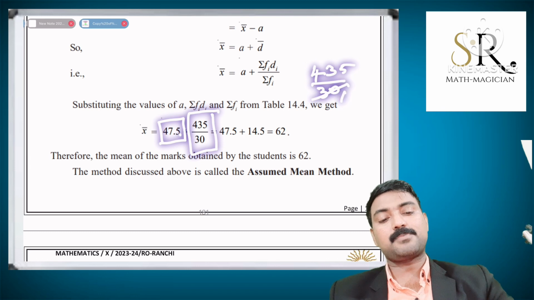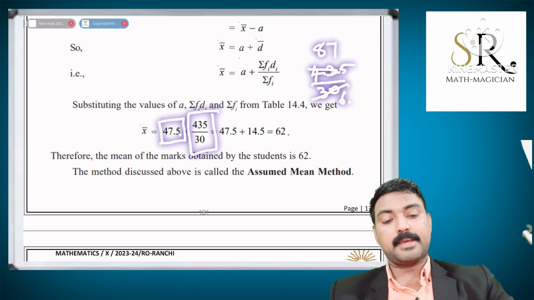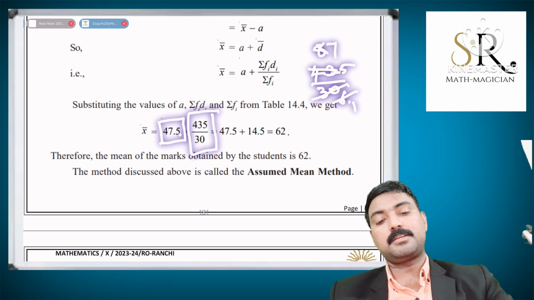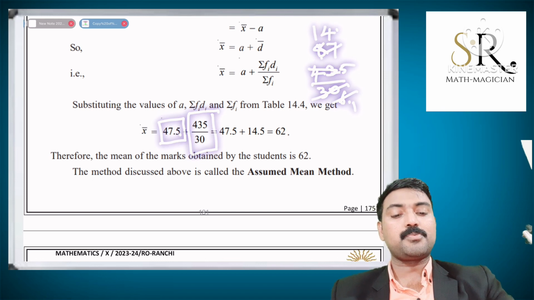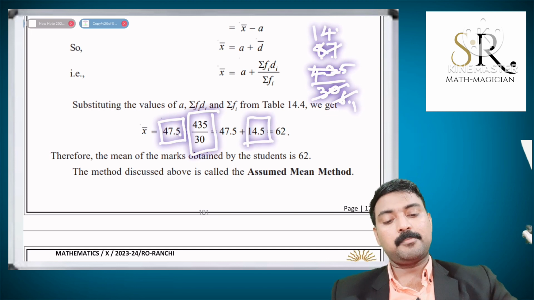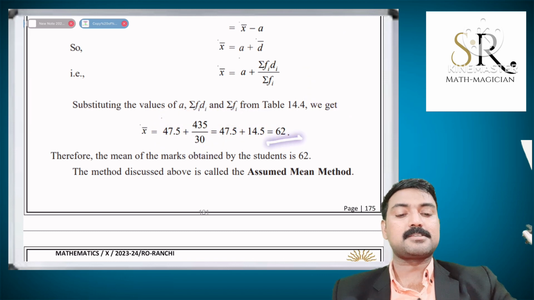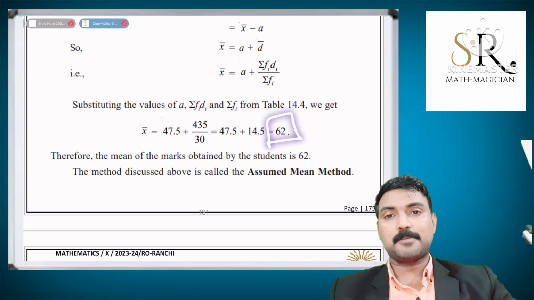In 30, 6 5s are there. In 43, we know that 8 5s are 40, and 35, 7 is there. So 87 by 6. Again 6 one time, 8 also 1, 6, balance 2, 27. We know that 4 6s are 24, balance will be there. So we get the answer 14.5. 14.5 plus this assumed mean 47.5, we get the answer 62. 62 is the arithmetic mean.